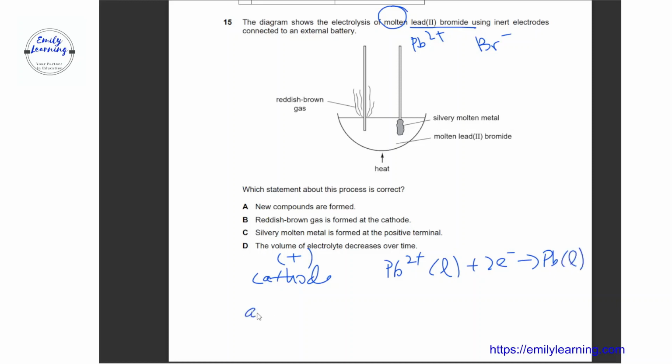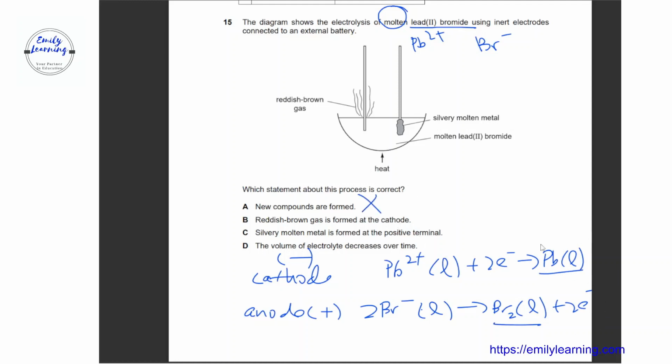Anode is positively charged, cathode is negatively charged. Anode is the positive electrode, and the anions will be attracted to the positive electrode. So your Br- will form Br2 plus 2e-. So we know that bromine and lead will be formed. New compounds are formed?